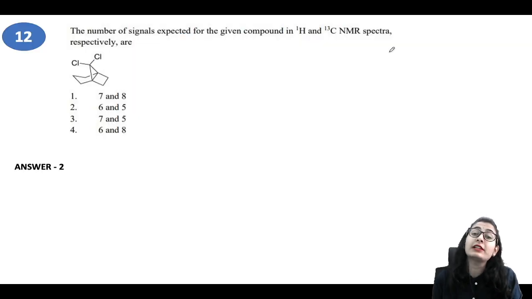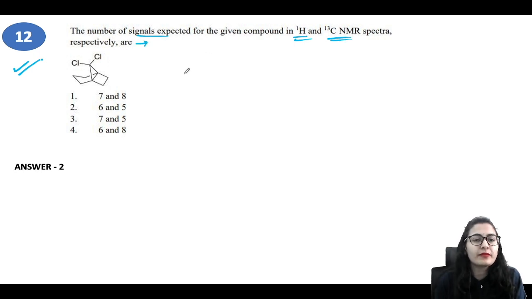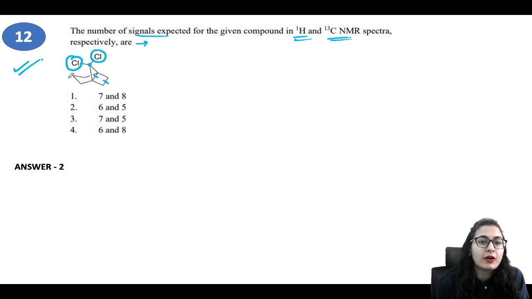Now let's move onwards and do a tricky question. The number of signals expected for the given compound in the proton NMR and C13 NMR spectra, respectively, are. In this particular question, you see that there is a sigma plane which is cutting the molecule in half. This sigma plane will bisect all of these atoms I am marking, and it is going to cut all of these bonds like this.